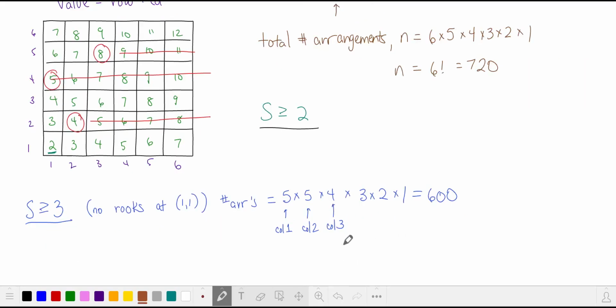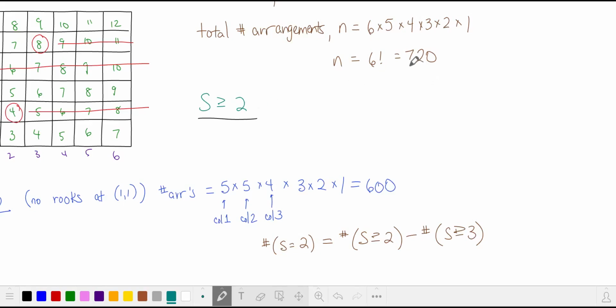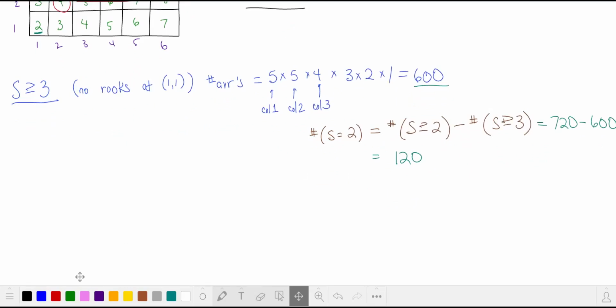To find the number of arrangements where the score is equal to 2, we can take the number of arrangements where the score is greater than or equal to 2 and subtract the number of arrangements where the score is greater than or equal to 3. Greater than or equal to 2, that's 720. Greater than or equal to 3, we have 600 arrangements. This means there are 120 possible arrangements where the score of the 6 rooks is equal to 2. We'll keep calculating this way.